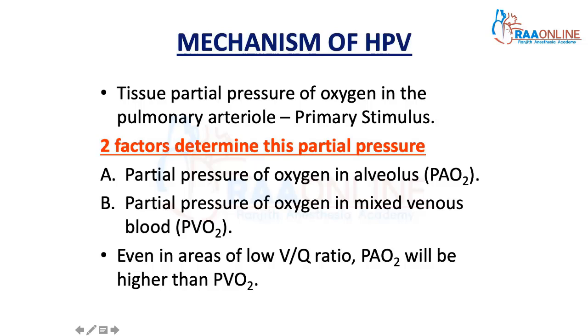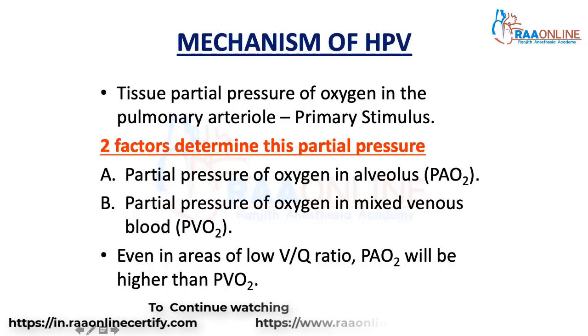What are the factors which determine this partial pressure of oxygen in the arteriole? One is the partial pressure of oxygen in the alveolus, that is PAO2, and the partial pressure of oxygen in the mixed venous blood, which is PVO2. It has been seen that even in areas of low V/Q ratios, the alveolar partial pressure of oxygen will always be higher than the partial pressure of oxygen in the mixed venous blood. So that becomes the primary determinant of the partial pressure of oxygen in the pulmonary arteriole.